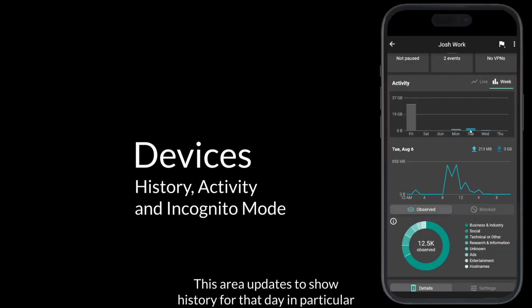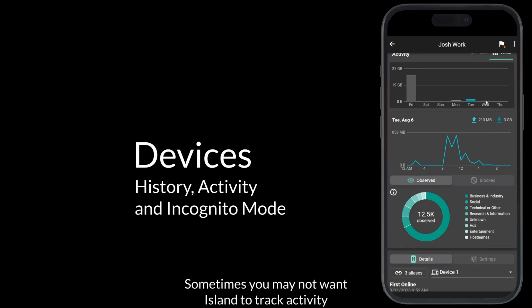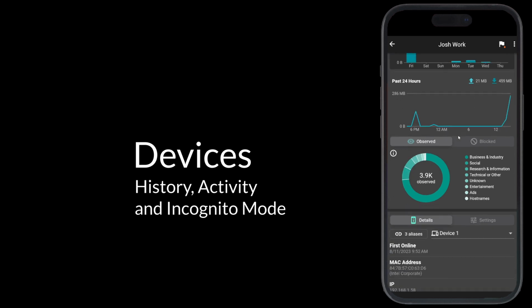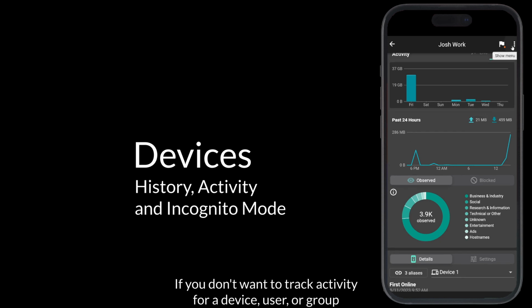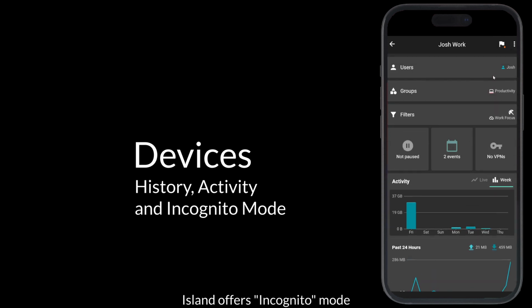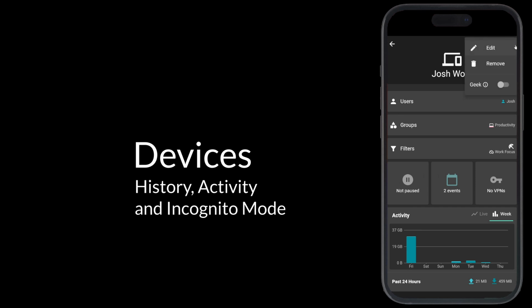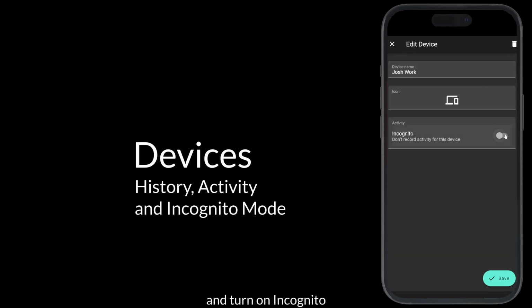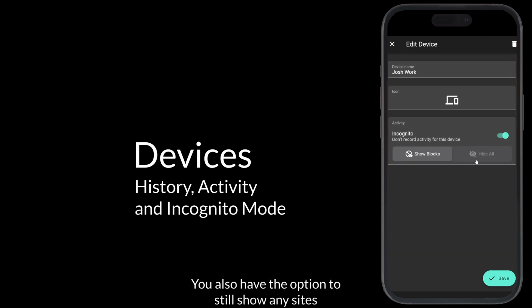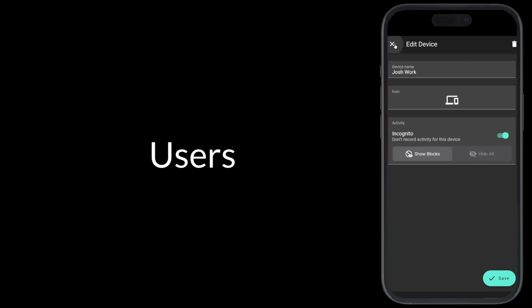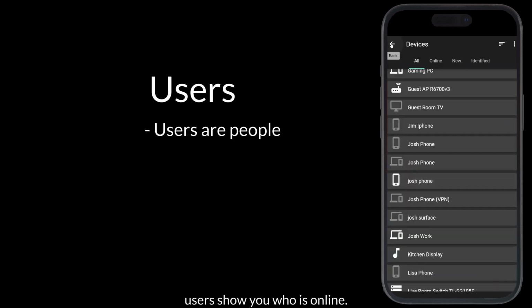Sometimes you may not want Island to track activity. If we don't want to track activity for a device, user, or group, Island offers incognito mode. To put a device in incognito mode, click the three dots at the top, select Edit, and turn on incognito. You also have the option to still show any sites that have been blocked by any Island content filters you may have applied.